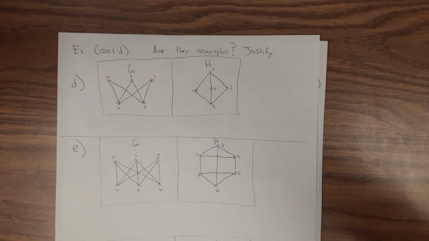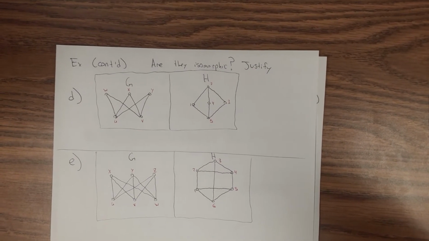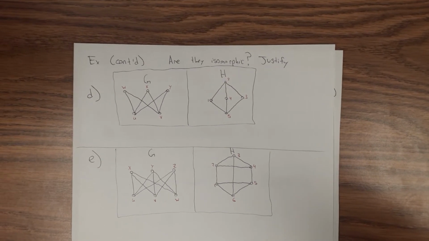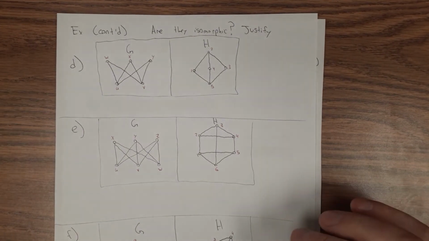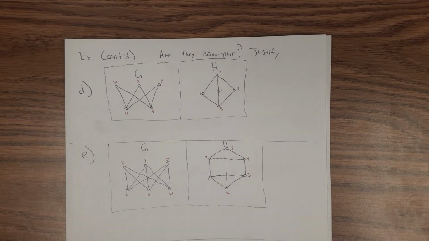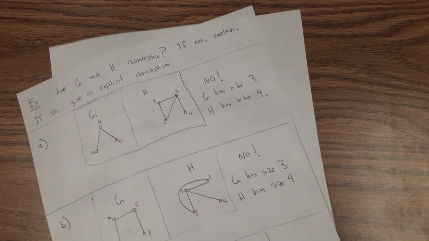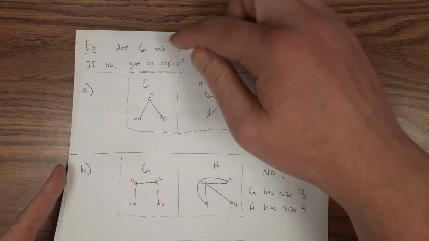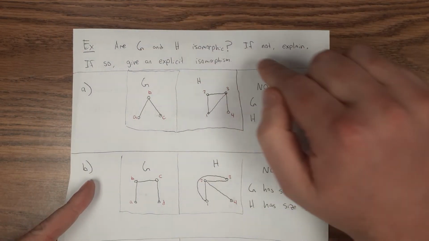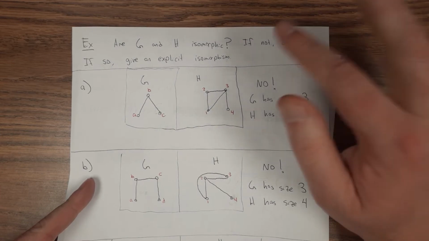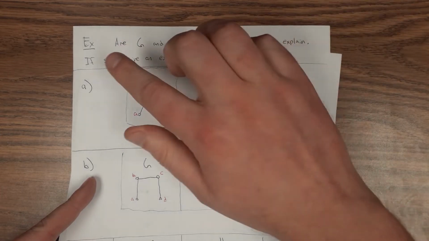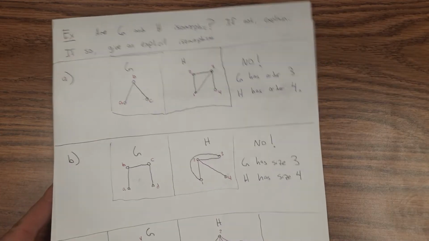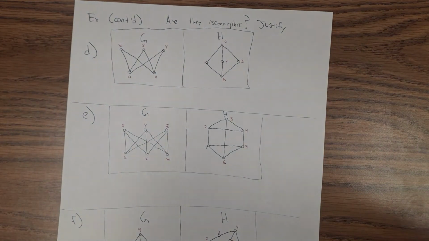Let's continue the same example. So, where did it go? Yeah. So, I just wanted to pull up the instructions. We're still on this example. The question is, are G and H isomorphic? If not, you have to explain. If so, you have to give an explicit isomorphism. So, that's what we're doing.